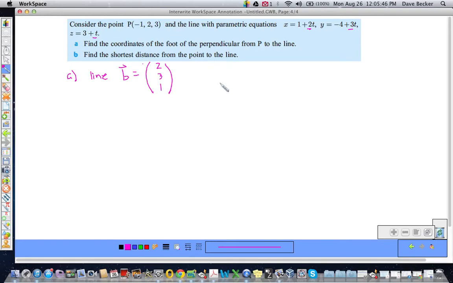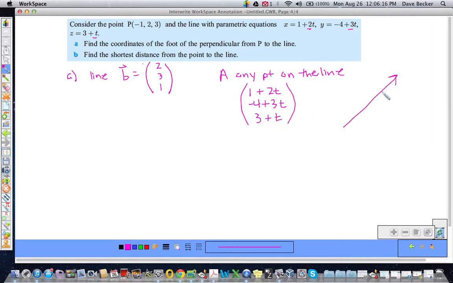Okay, so let's let A be any point on the line. So the position vector for that would be 1 plus 2t, negative 4 plus 3t, and 3 plus t. Okay, so that's any point on this line. So we have A, and we have some point P, right? And we need this to be perpendicular to find this foot here. Okay.